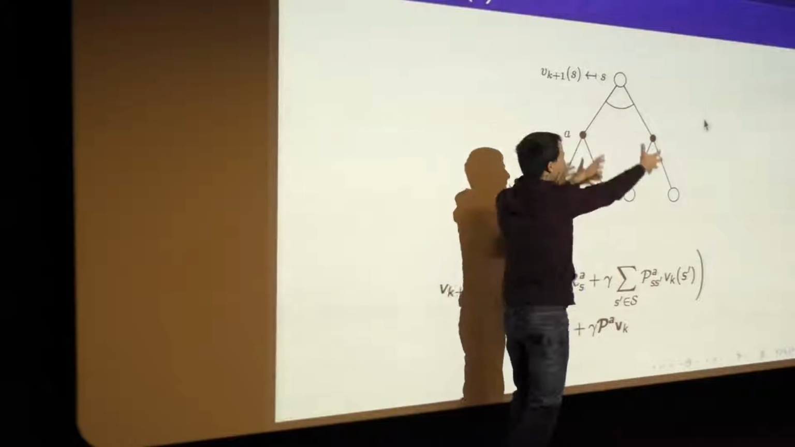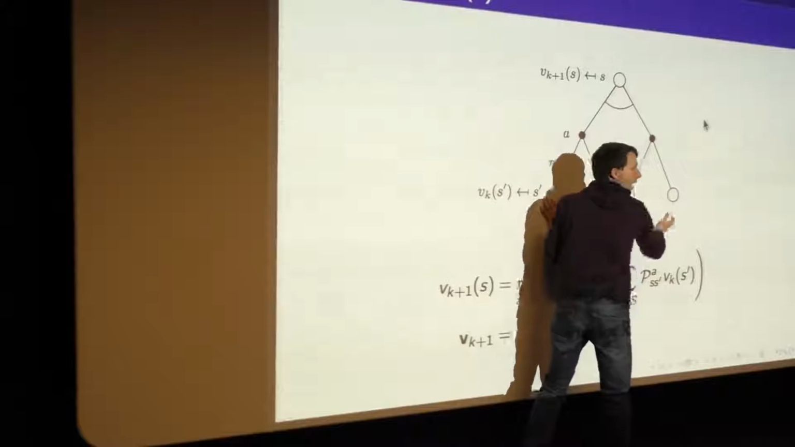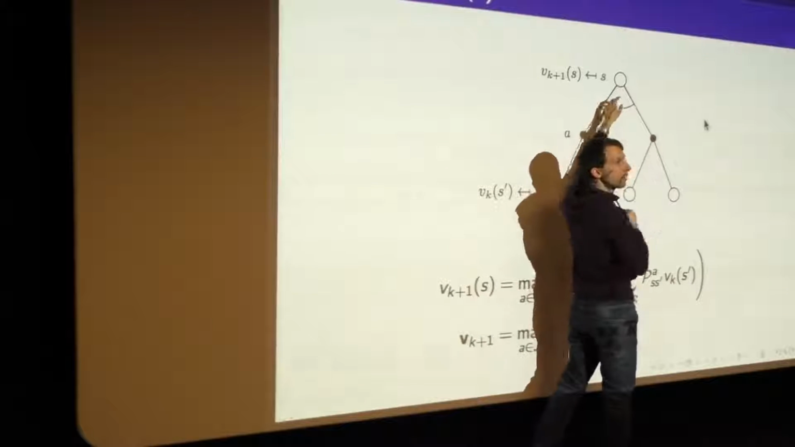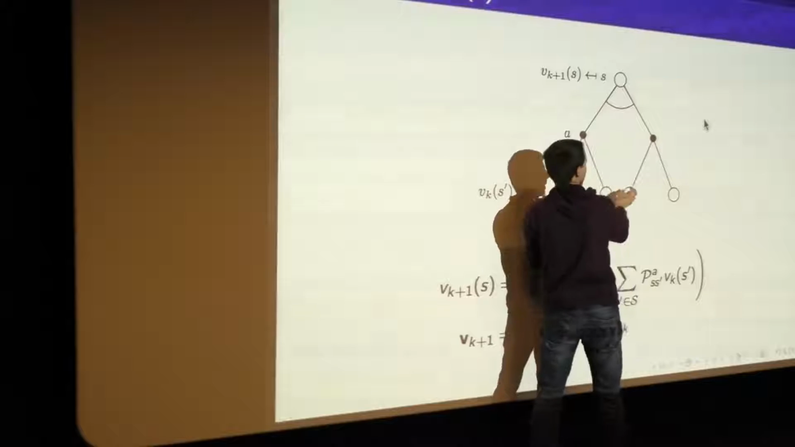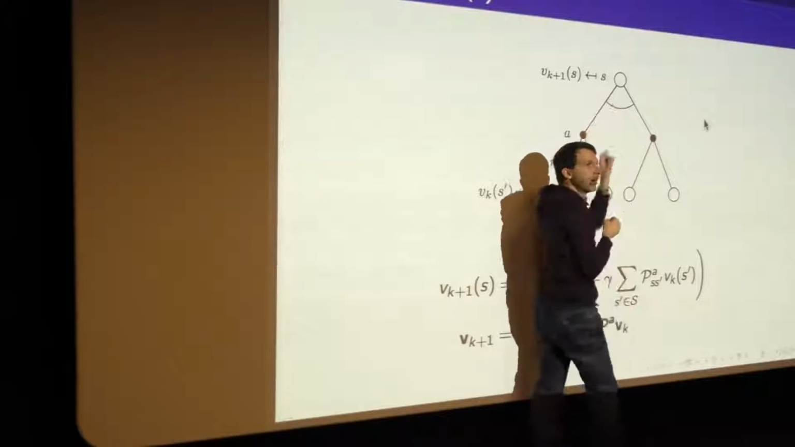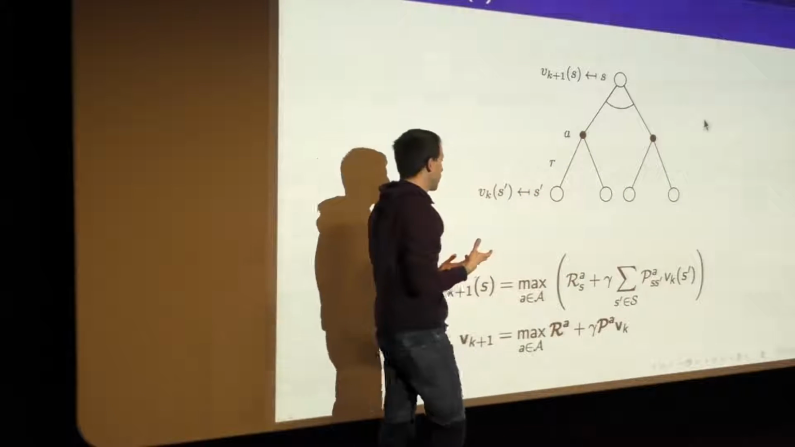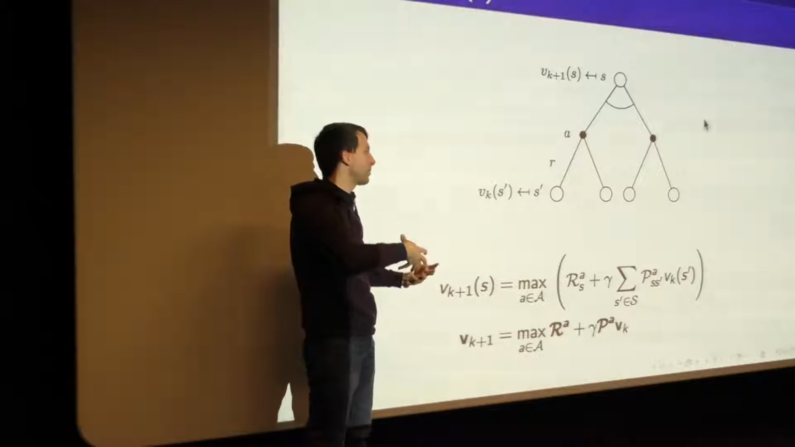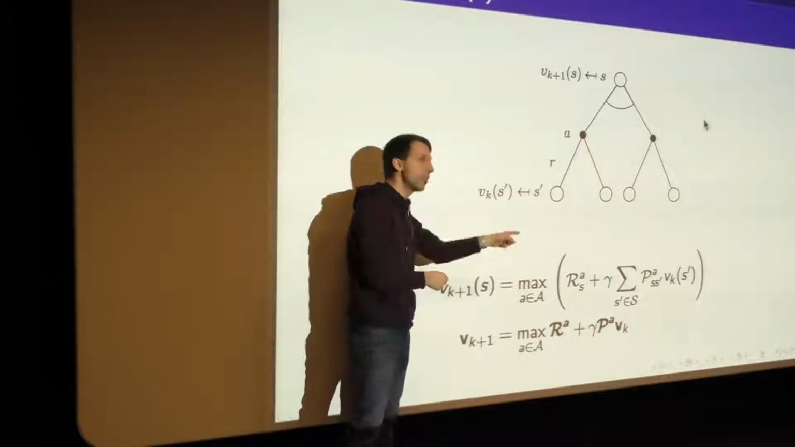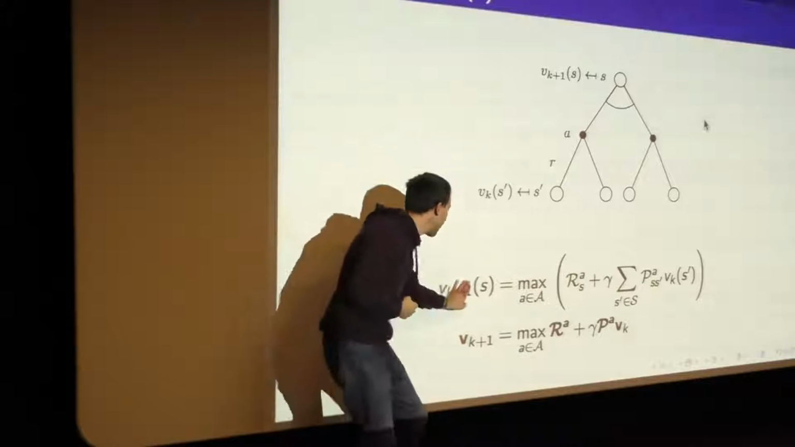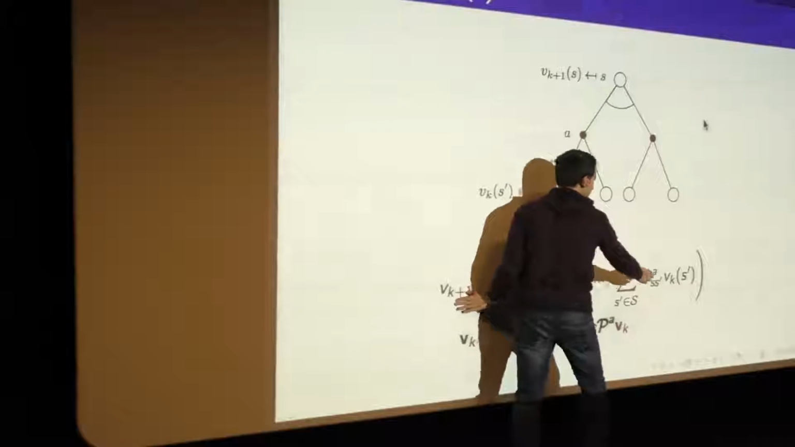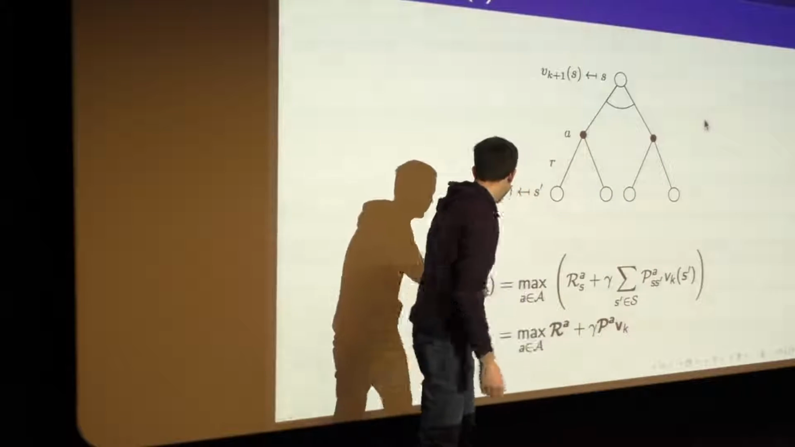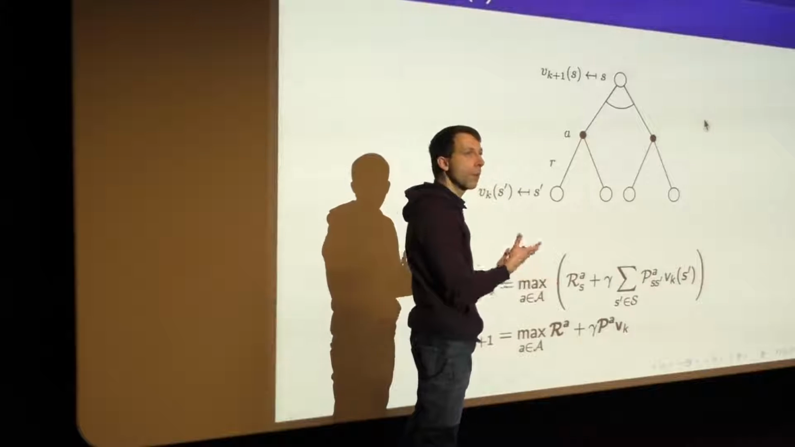Then we iterate. We plug our vk plus 1 in at the leaves, and we figure out our next iteration. We plug those values back in at the leaves and pass it all the way back up again. What we're doing here is taking our Bellman optimality equation and turning it into an iterative update. If we didn't have our iteration indices here, if this was just v being equal to v, this would be the Bellman optimality equation.